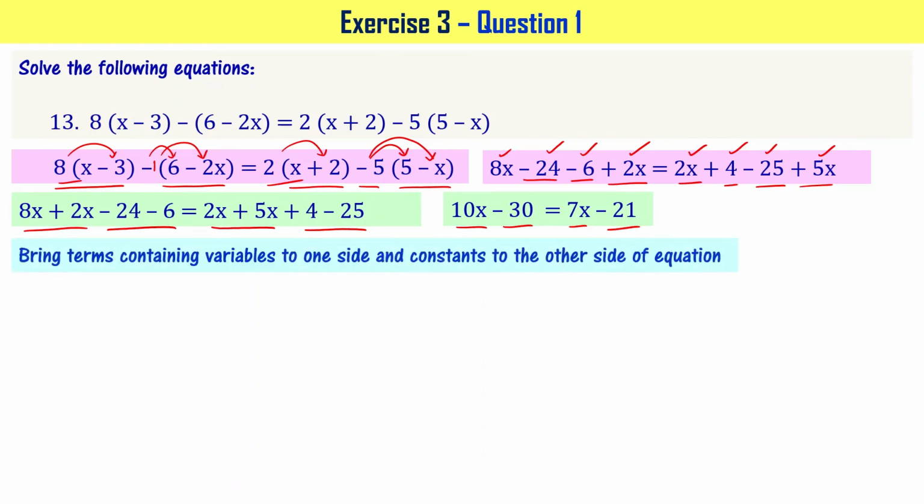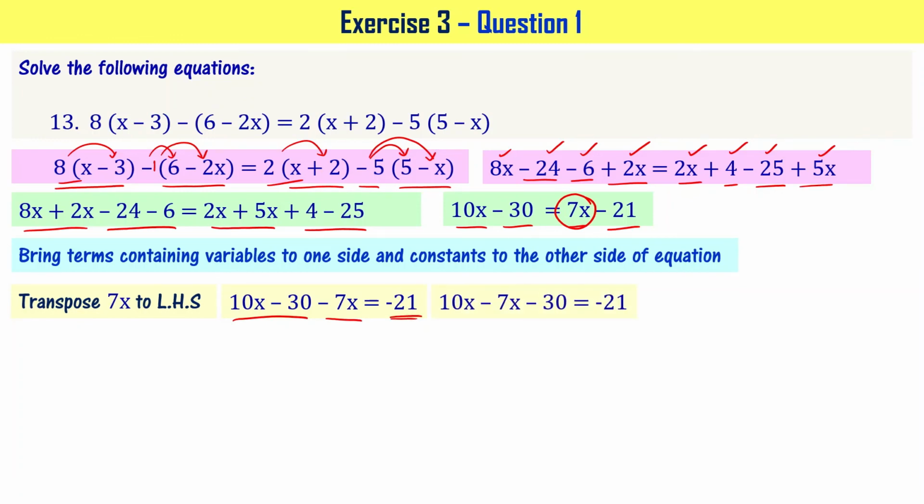For that, let's bring the terms containing variable to one side and constant to the other side, right? For that, let me transpose 7x to the other side. When I do that, it becomes minus 7x, right? So the equation now becomes 10x minus 30 minus 7x equal to minus 21. Let me rearrange this equation such that I can write it as 10x minus 7x minus 30 equal to minus 21. 10x minus 7x equal to 3x, right? So the equation becomes 3x minus 30 equal to minus 21.